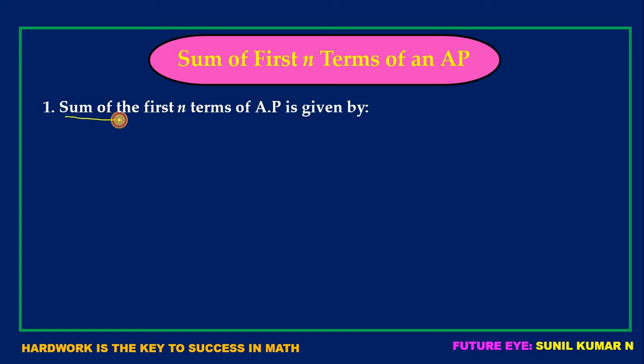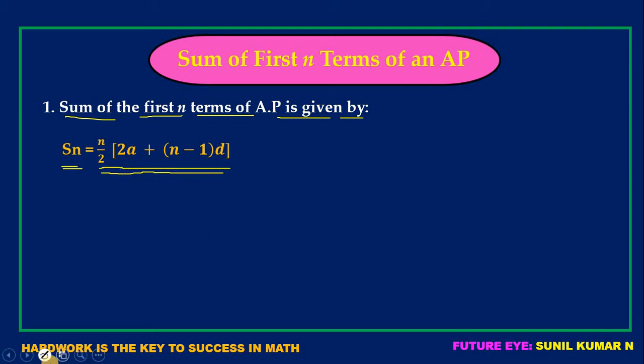First one, the sum of the first n terms of an AP is given by this formula. It means to find the sum of a given AP, we will use this formula. So concentrate on the way of reading, children. Sn is equal to n by 2 into 2a plus n minus 1 into d. It is the way of reading the formula, children. I repeat again, Sn is equal to n by 2 into 2a plus n minus 1 into d.